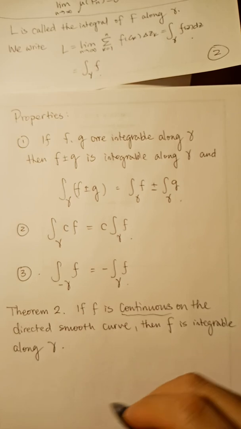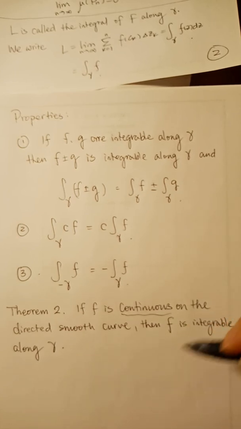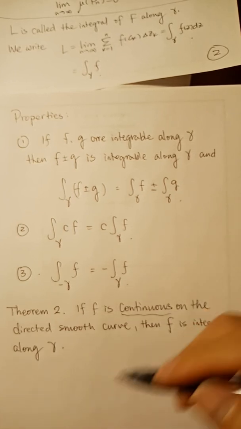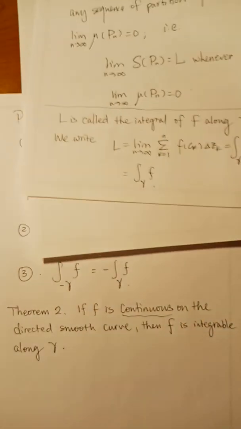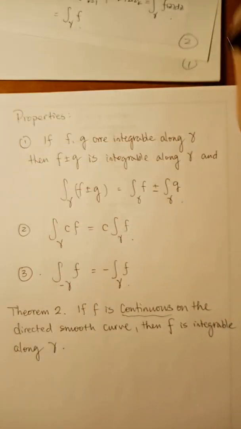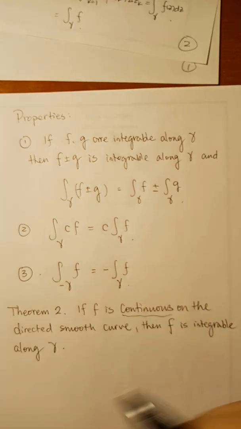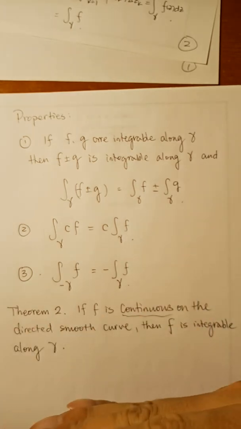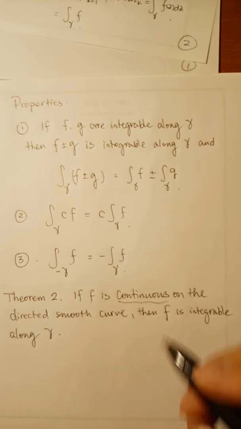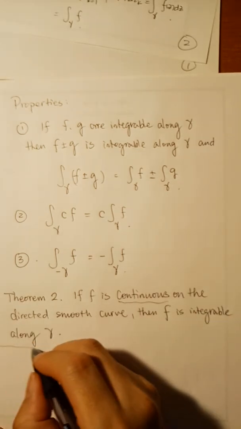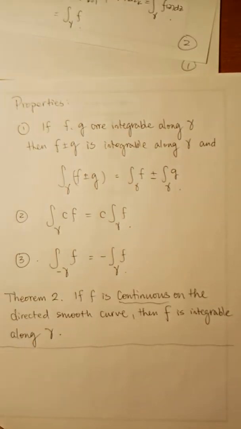This gamma is an arbitrary smooth curve. So far we are talking about the smooth curve. Arbitrary, but this smooth curve may not be really just random. It could be just a horizontal line, right? The segment in the real axis. So the theorem we are not going to prove it. We will not prove it.